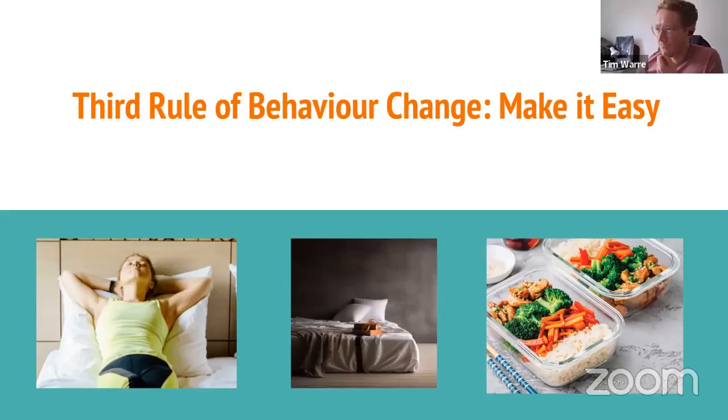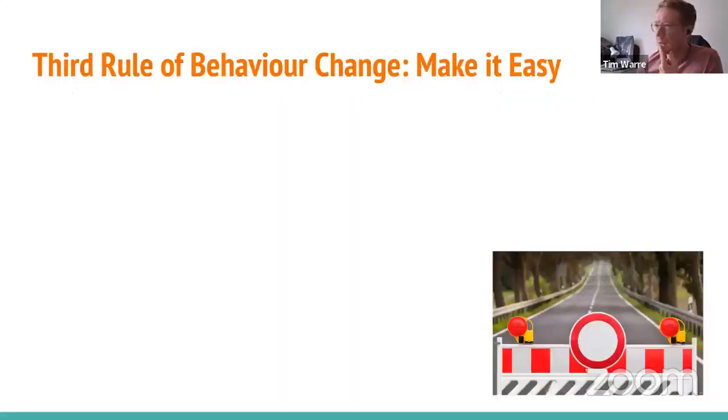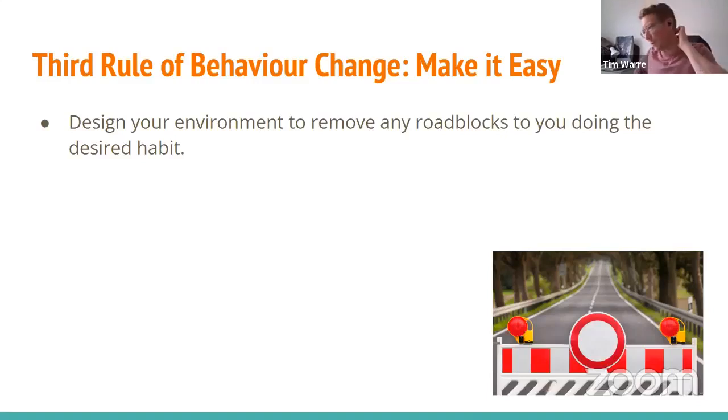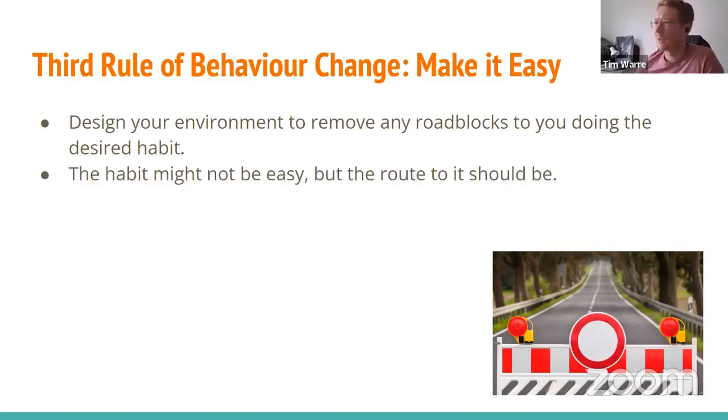So the third rule of behavior change is to make it easy. So this is one we were talking about, things like the fruit bowl, to make it as easy as possible, but it's also about designing your environment. Removing any roadblocks to you doing the desired habits. The classic things are stuff like, if you want to go to the gym, you get all your stuff ready the night before in a bag, so that all you have to do is roll out of bed, pick up the bag and go. Or some people sleep in their gym clothes and then just jump out and go for a run. So it's like, making it as easy as possible for you to do it.